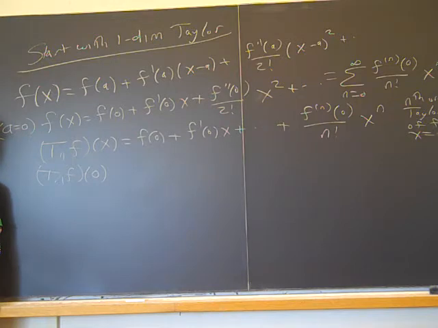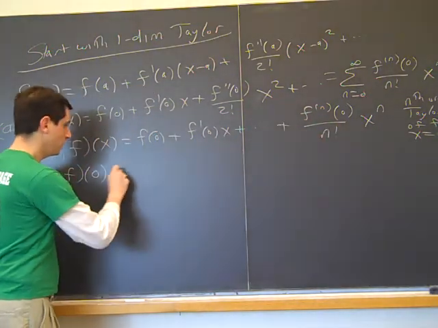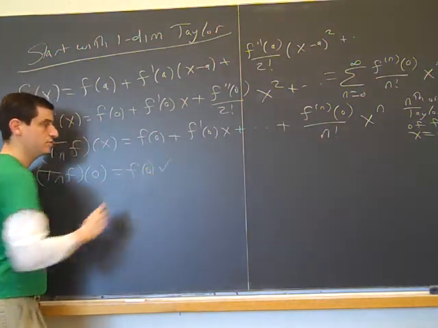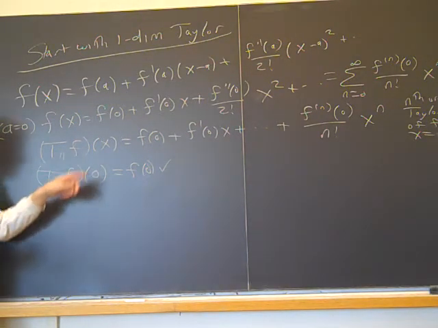This is just going to be, so if I put in x equals 0, I just get f of 0. All right, that equals the original value of the function. That's good. Let's take the derivative of the Taylor series.